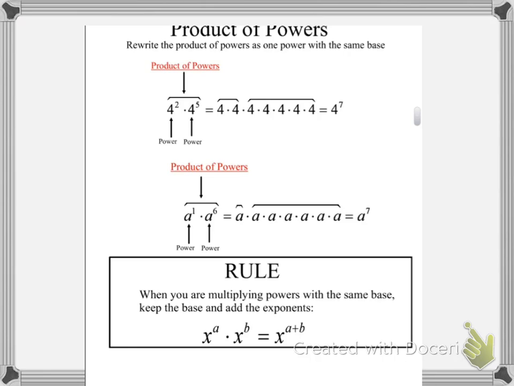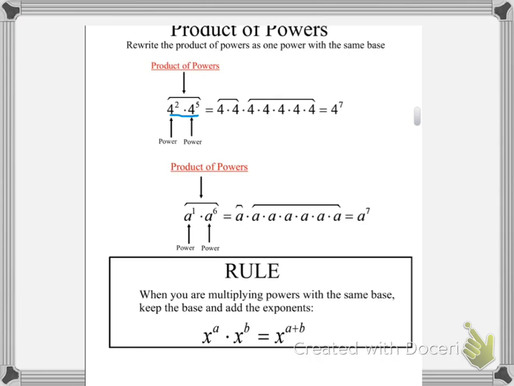Okay, first up is product of powers. The words are a little lost in the top of the page there, but product of powers is... so if we look below, here's an example of the product of powers. I just made it a little bigger so you might be able to see it better.